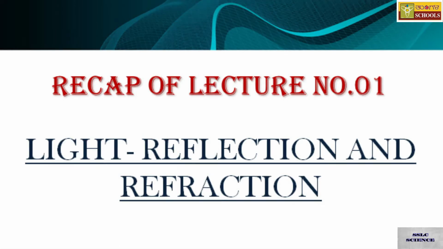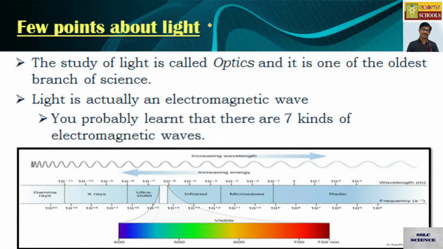Let us move to the lecture number 2 on light. Before heading into the reflection part, dear students, let us understand a few more points about light. The study of light is called optics, and optics is one of the oldest branches in science. So the study of light is known as optics, and it is considered to be one of the oldest branches of science.